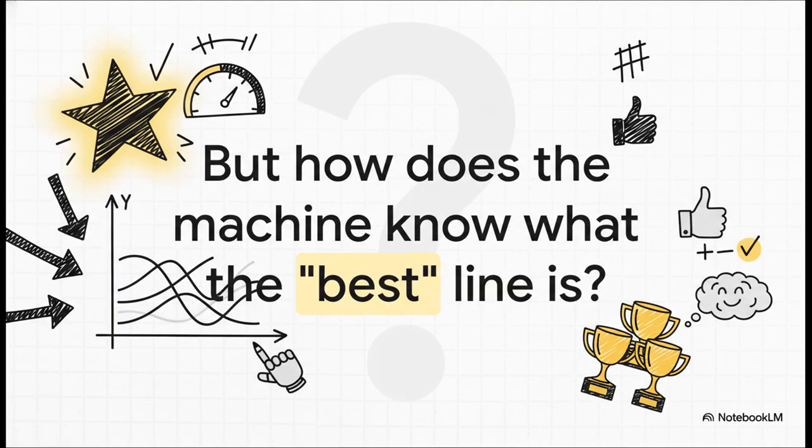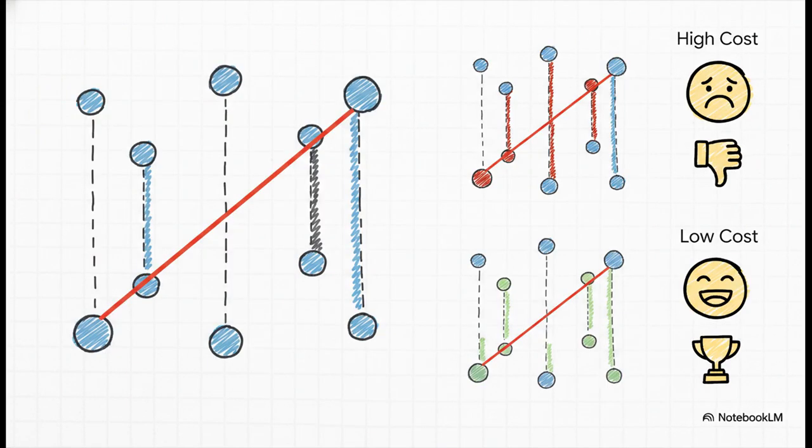Okay, but that brings up a huge question, right? How in the world does the machine know which line is the best one? I mean, there are so many possibilities. It needs some way to grade itself to know if it's getting warmer or colder. And it does that by measuring its own unhappiness.